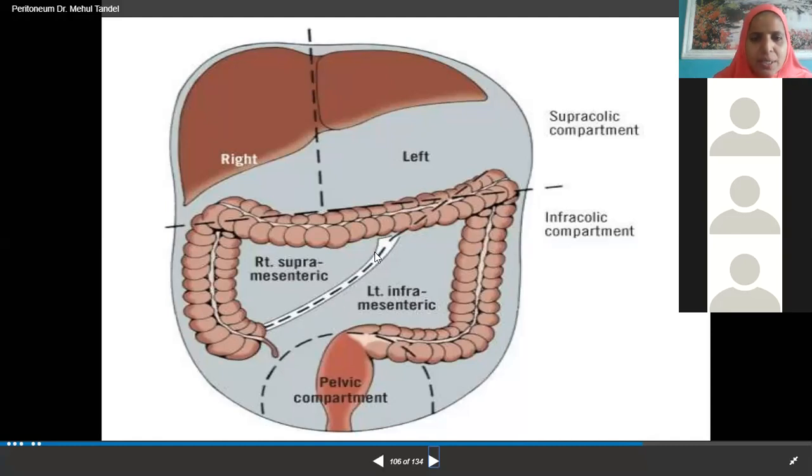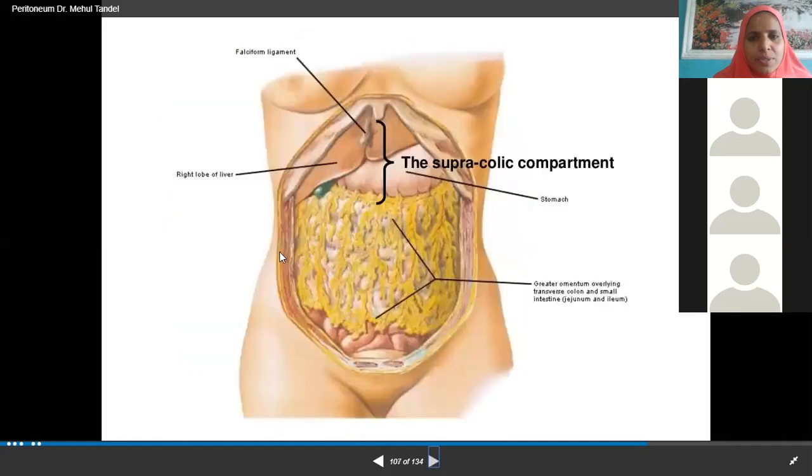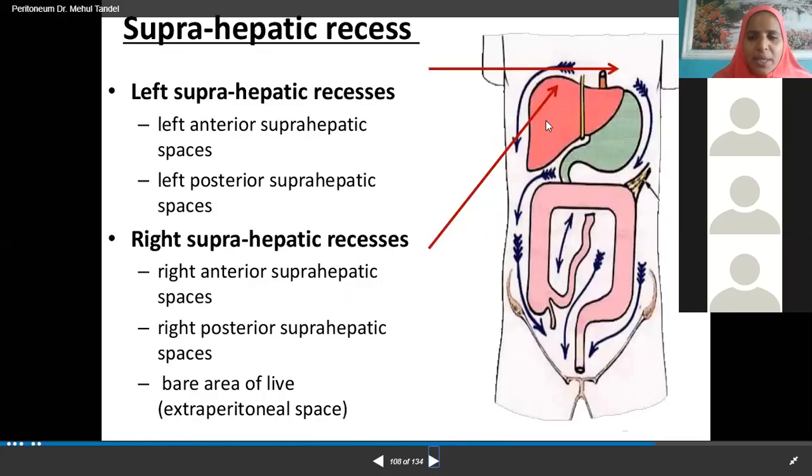The same mesentery is shown here. So with the help of the mesentery, again the infracolic compartment we are dividing into two: right inframesenteric, which is on the right side, and left inframesenteric. Above the transverse colon is the supracolic compartment. Now we have recesses around the liver also. This above arrow, which is extending towards the left side, is the left suprahepatic recess.